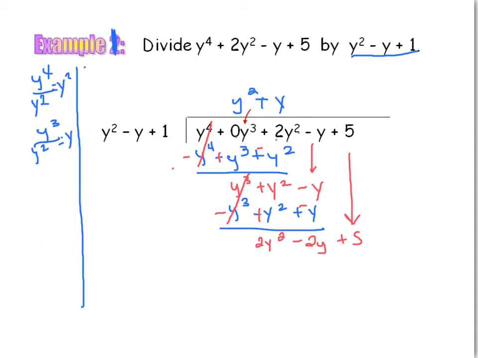So now our new first term is 2y squared. Out to the side, we write down 2y squared. We still use y squared out front, we reduce that and I get 2. So up here I put plus 2. Now I take the positive 2, and only the positive 2, times all 3 of these terms. So that gives me 2y squared minus 2y plus 2.